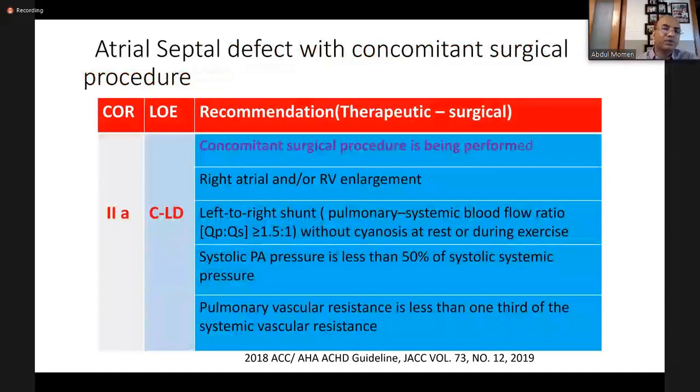Concomitant surgical procedure is being performed, with right and left ventricular enlargement.